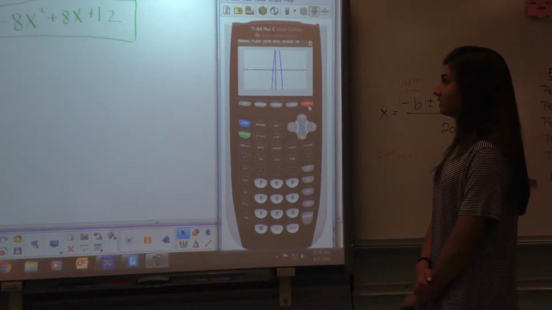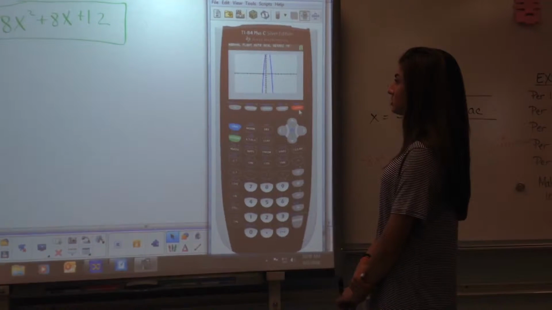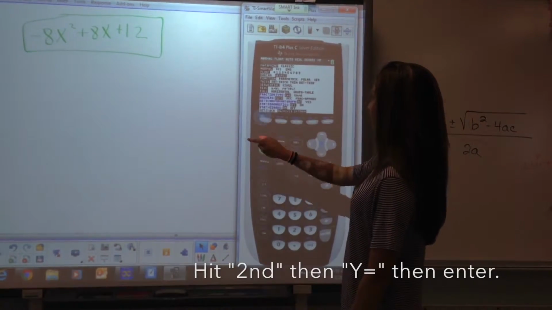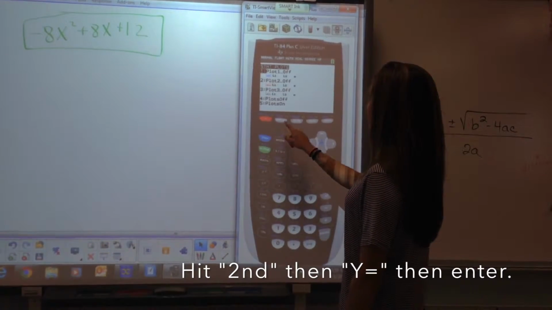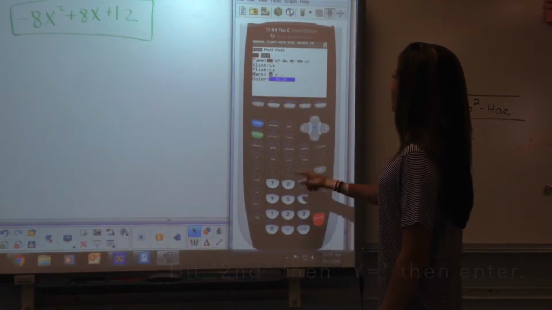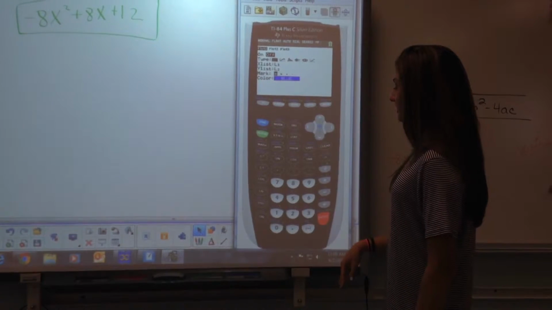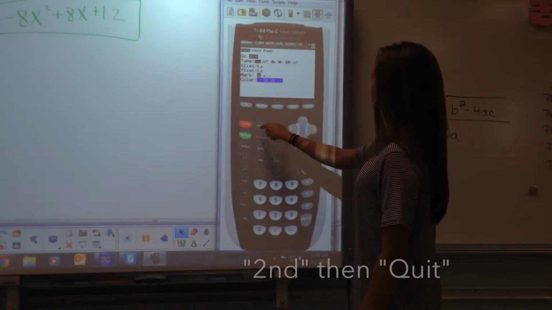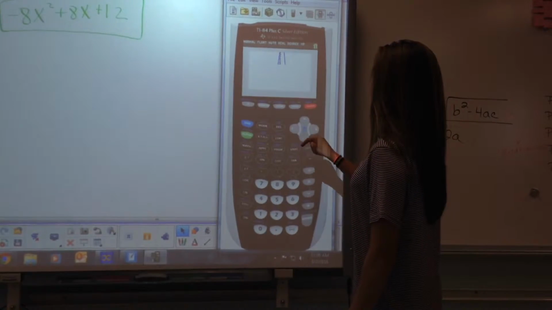You're going to want to adjust the window, which we'll talk about in a second. But if it doesn't show up on the screen, that's because your stat plot is on. You can go second, y equals, stat plot, and then hit enter. You want to have it off at all times unless you're entering data, which Ms. Barnick or a video will teach you. So make sure it's off, hit quit, and then you can go back to your graph.